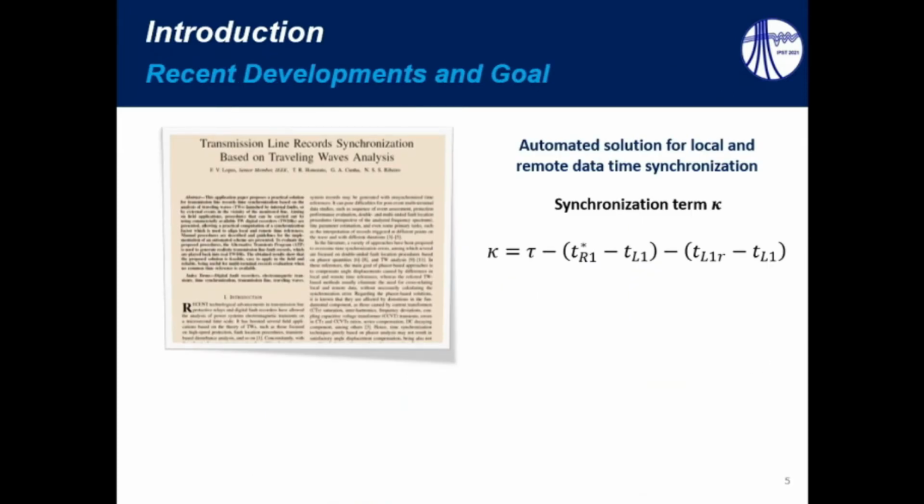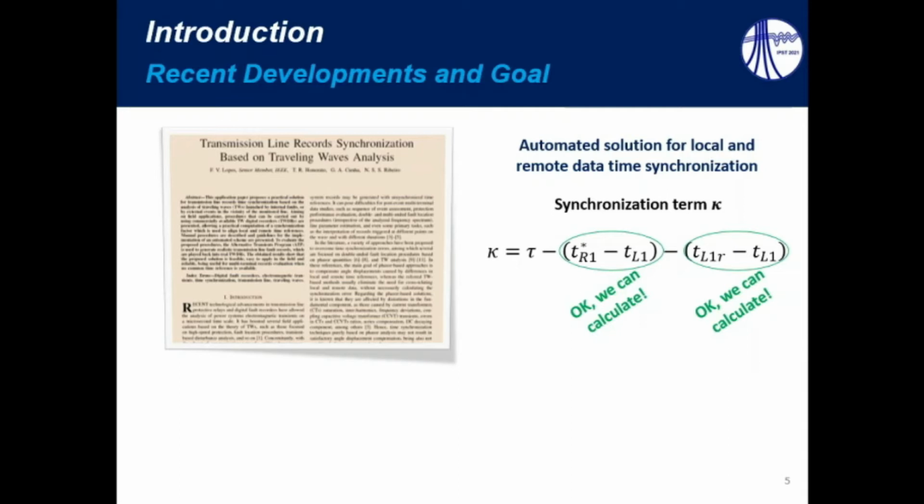In 2020, we published a paper in which an automated solution for local and remote data time synchronization was presented. Basically, in this paper, we calculate a synchronization term kappa, which is a function of the line travel time tau and of the arrival times of the fault-launched waves which reach the monitored buses, bus R and bus L.